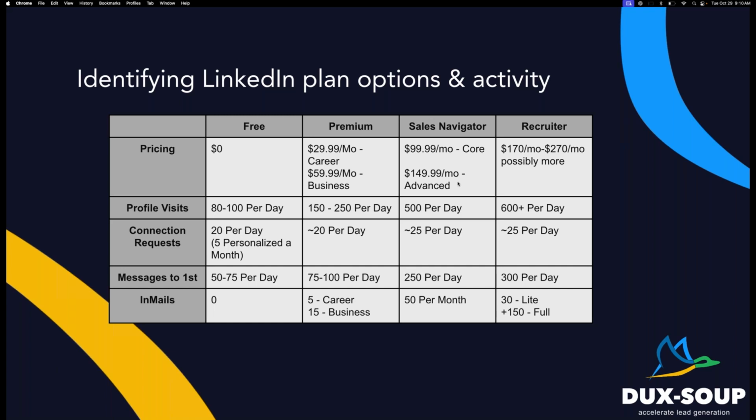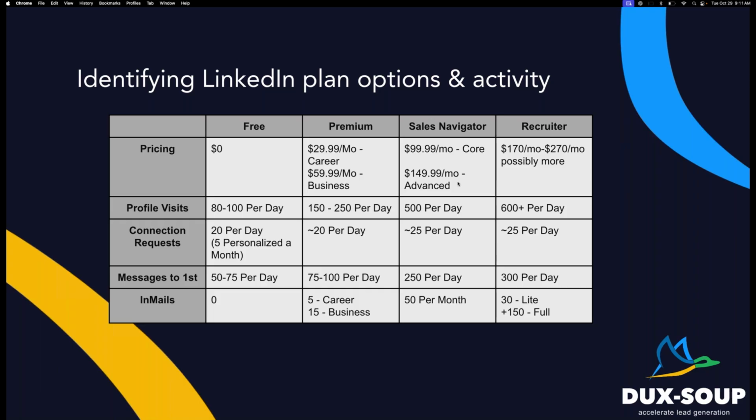Now, if you do upgrade to a premium subscription of LinkedIn, which means either LinkedIn Career or LinkedIn Business, LinkedIn Career is about $30 a month, LinkedIn Business is about $60 a month. It increases your profile visits from 100 to about 150 to 200 per day.